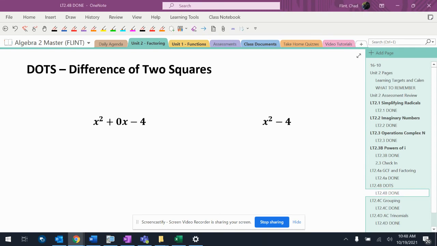All right, so now how does this work? What do we got going on here? These two things are the same: x squared plus 0x minus 4 and x squared minus 4, because this is a 0, which means it does not need to actually be there.